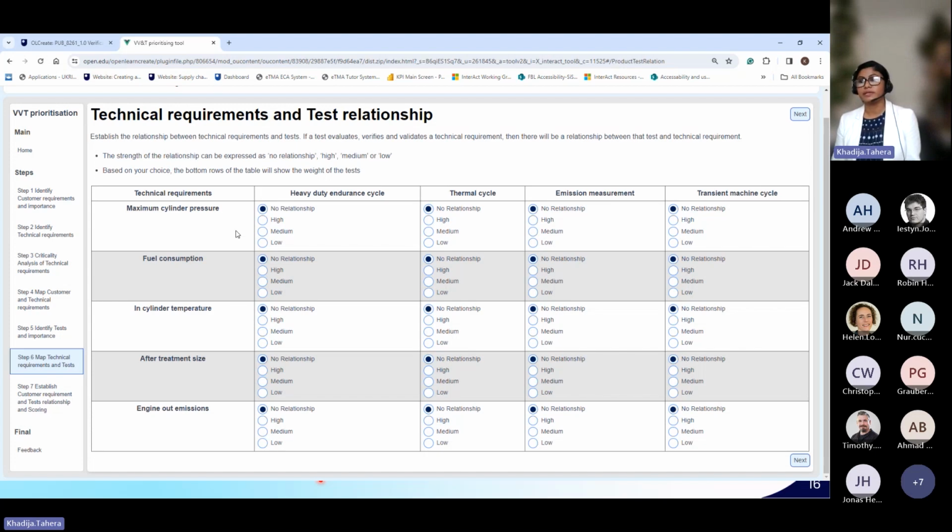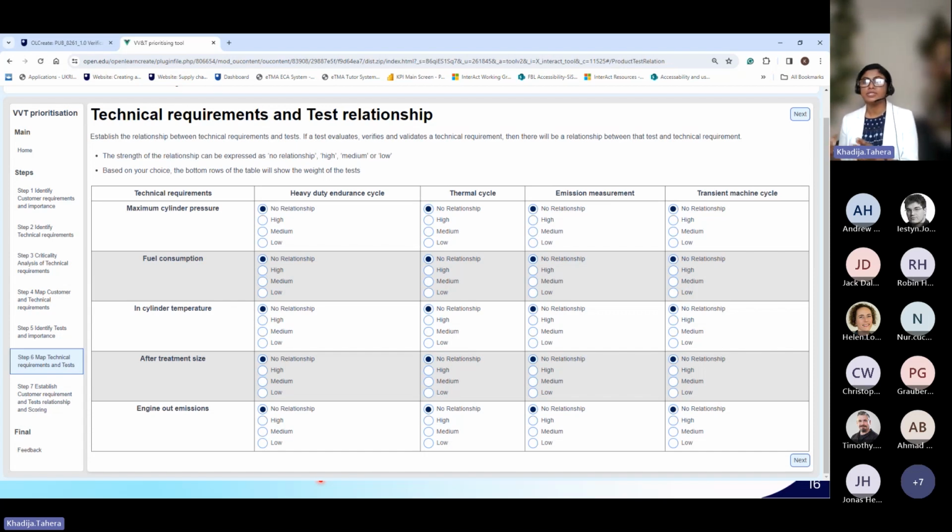So it could happen that there is no relationship between the technical requirements and the test we are considering. If there is no relationship, please put that. If there is a relationship, please put that, and then consider the strength of the relationship. Is it that that test is necessary to validate that technical requirement?